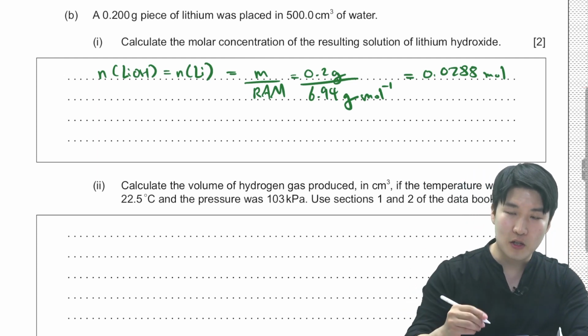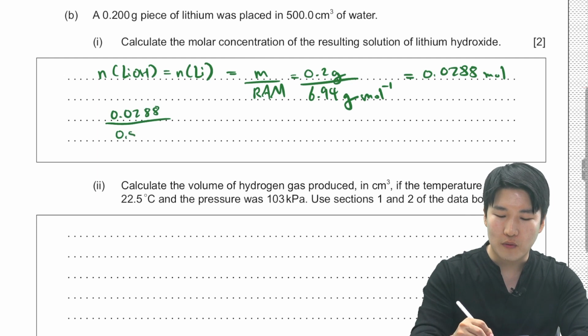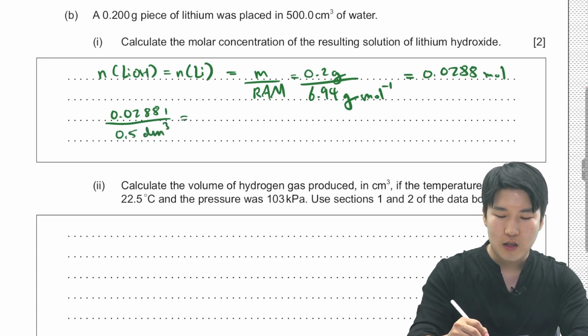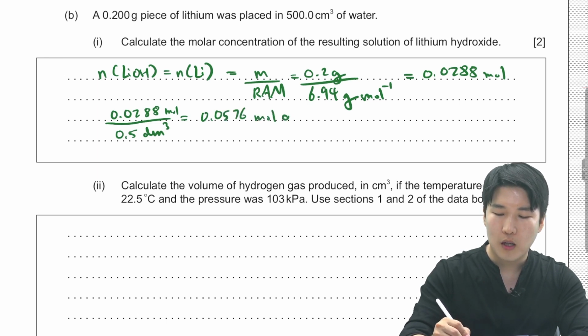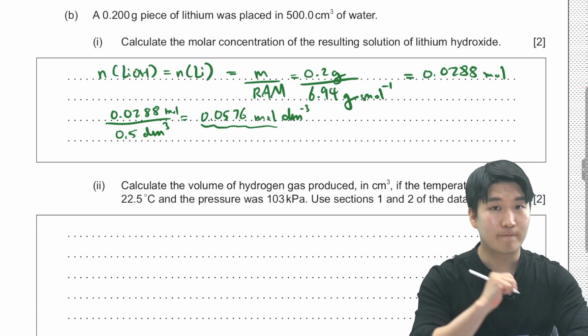Now, this much lithium hydroxide is in how much water? 0.5 dm cube. And this will give us the concentration as 0.0576 mole per dm cube. Our answer.